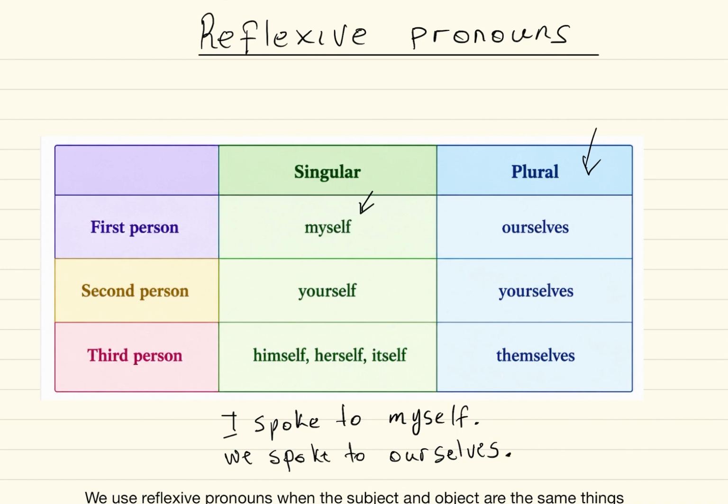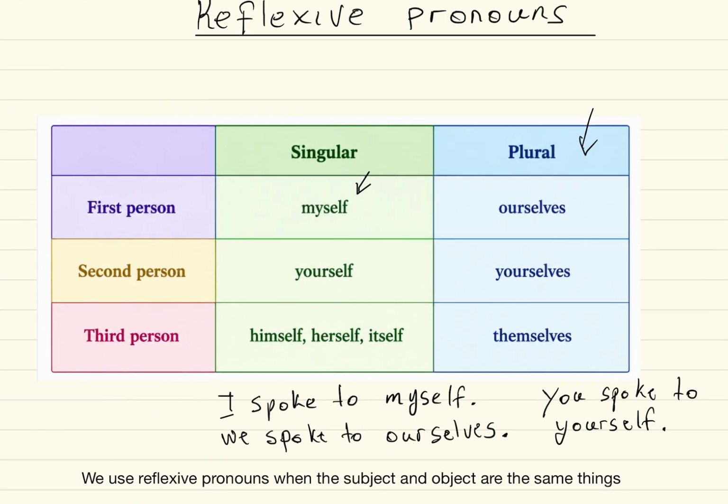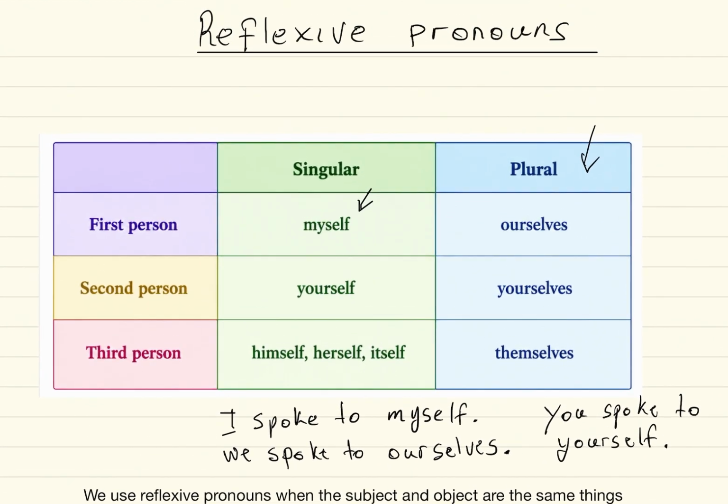So that's first person. And second person is, remember, when you're talking directly to someone. So you would write it as, for instance, you spoke to yourself. And if you're using plural, you could say, you all spoke to yourselves, for instance. So I'm just going to write it here. You all spoke to yourselves.